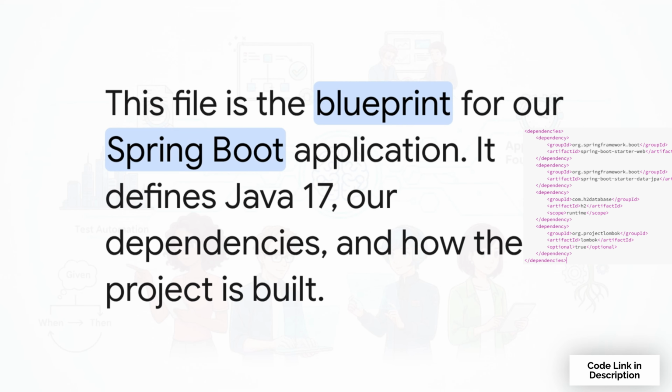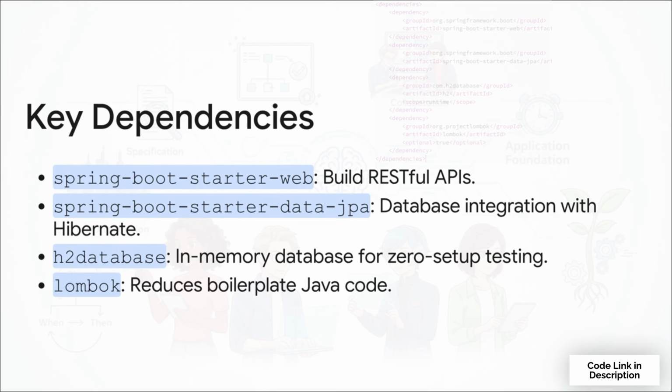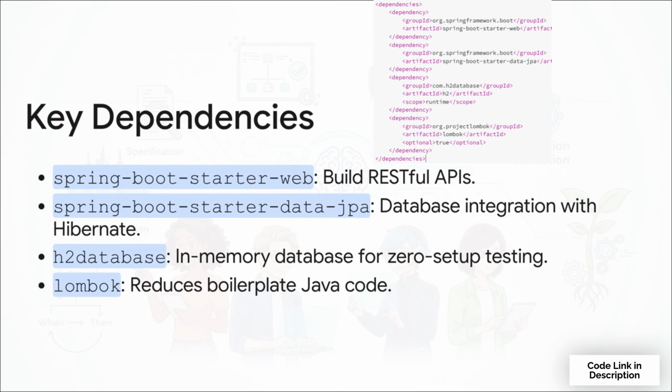Now let's break down the most important parts. Let's look at the key choices we've made here. We've pulled in Spring Boot Starter Web so we can build our REST APIs. For the data layer, we're using Spring Boot Starter Data JPA, which gives us super simple and powerful database integration. We're also using the H2 database. Now this is important. It's an in-memory database that is absolutely perfect for development and testing because it requires zero external setup.